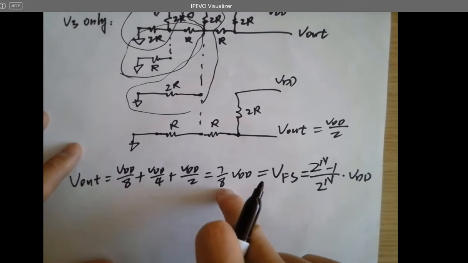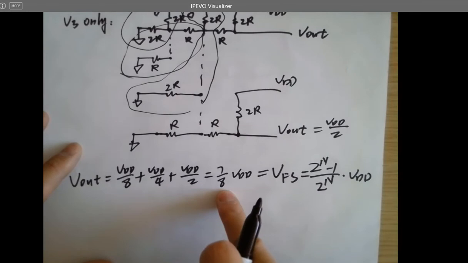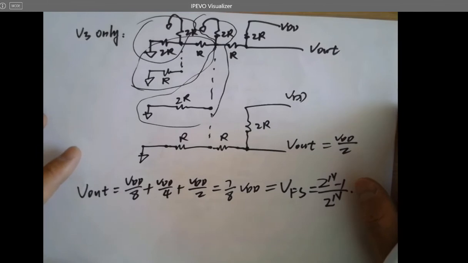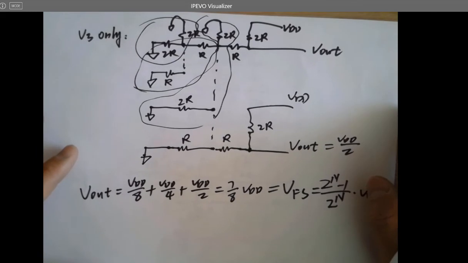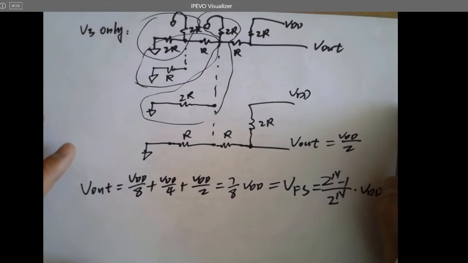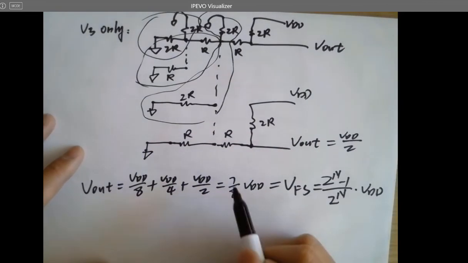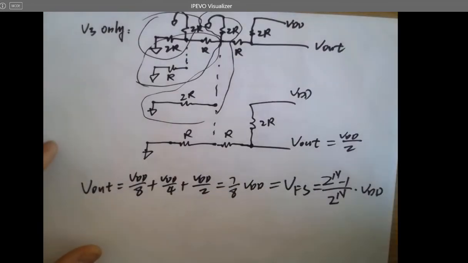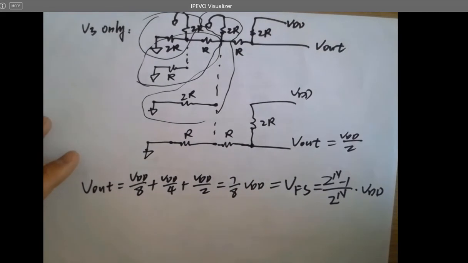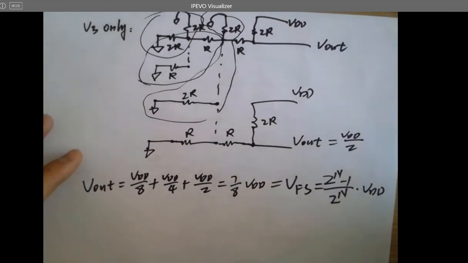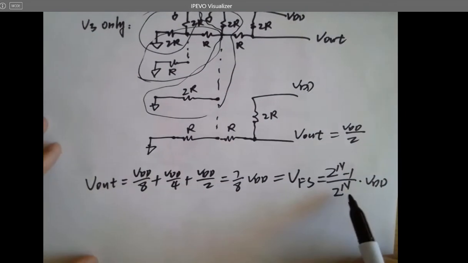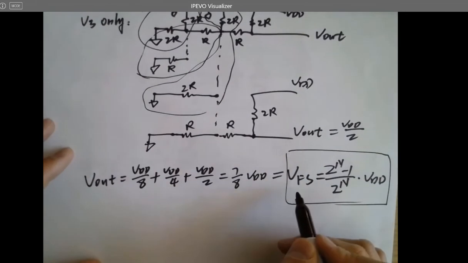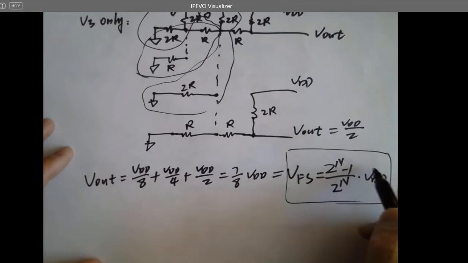How many steps are there in a DAC? 2 to the nth, starting from 0, ending up with this full scale, right? If you count 0 as one of the steps, and totally you have 2 to the nth, you can never reach the maximum. It's always 2 to the nth minus 1. That's why you are getting this. Keep in mind this full scale concept. So that's VFS, which is this.